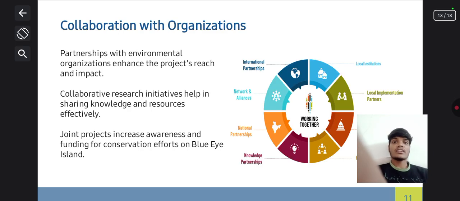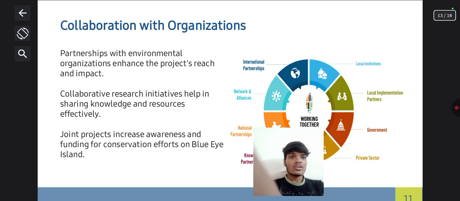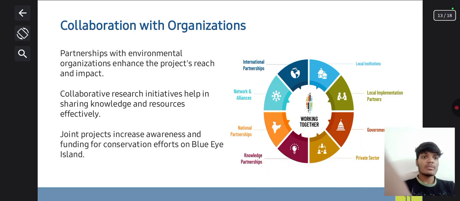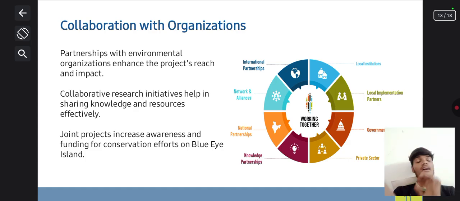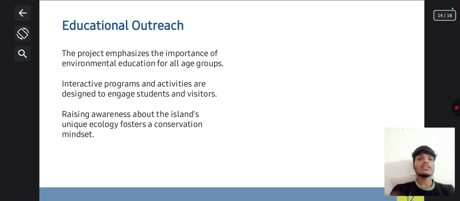Next, collaboration with organizations. Partnerships with environmental organizations enhance the project's reach and impact. Collaborative research initiatives help in sharing knowledge and resources effectively. Joint projects increase awareness and funding for conservation efforts on Blue Eye Iceland. International partnerships and network alliances, national partnerships, knowledge partnerships, local institutes and local implementation partners, government and private sectors. These are the organizations that want to collaborate with Blue Eye Iceland to make this project a success.